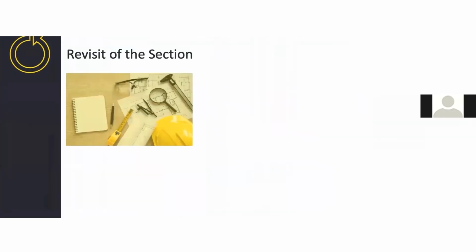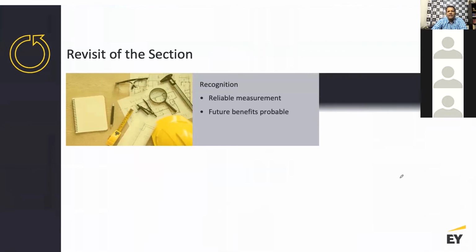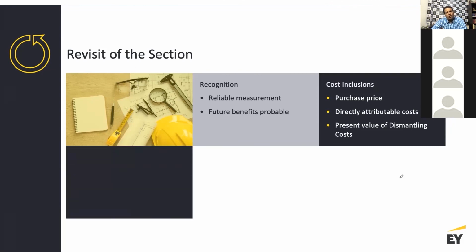All right, let me summarize what we have talked about so far. For recognition of property, plant and equipment, you need to look at reliable measurement, and you also need to ensure that the future benefit is probable. To understand what costs are to be capitalized, you look at the direct cost, which is the purchase price. Then there are directly attributable costs, and dismantling or restoration costs. All of them are also required to be capitalized.